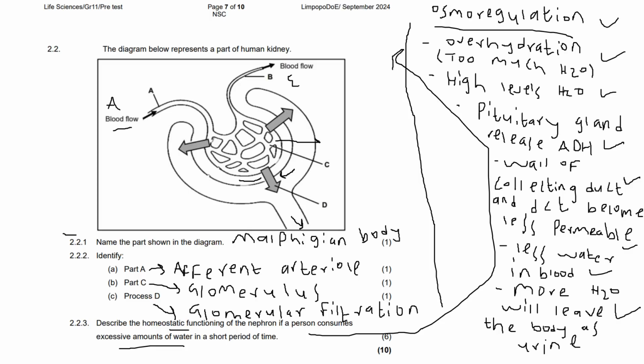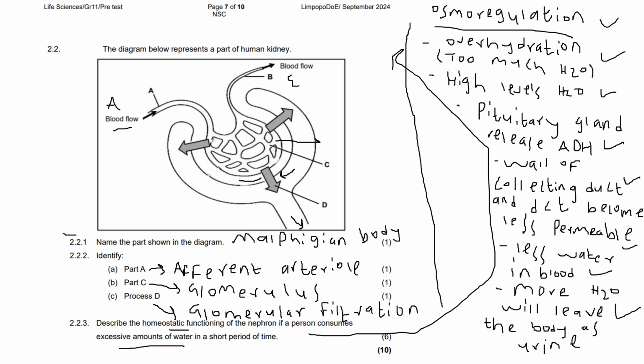For having less water, we'll call that dehydration. And then again, the pituitary gland will release ADH. But now for less water, the walls of the collecting duct and distal tubules will become more permeable. Therefore, more water will remain in the blood, and therefore less water will leave the body in the form of urine, meaning more water will be saved for us to maintain water because we're undergoing dehydration. That is if they ask you about less water.